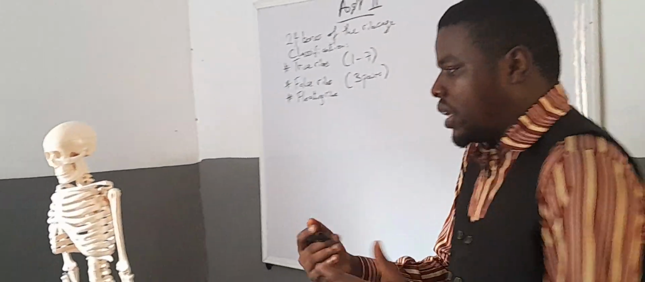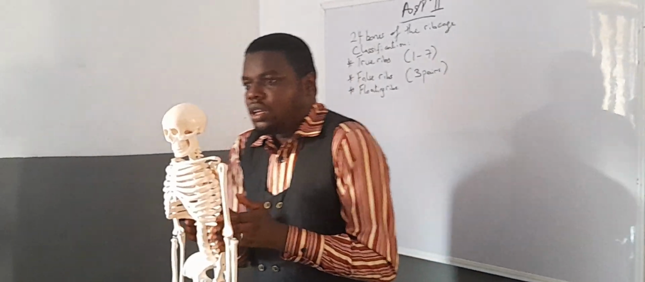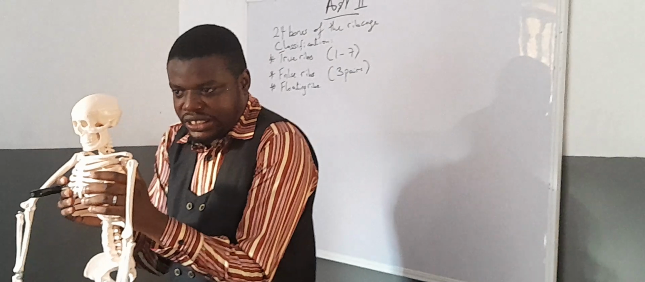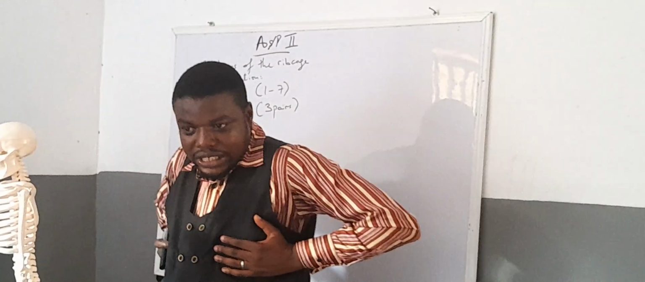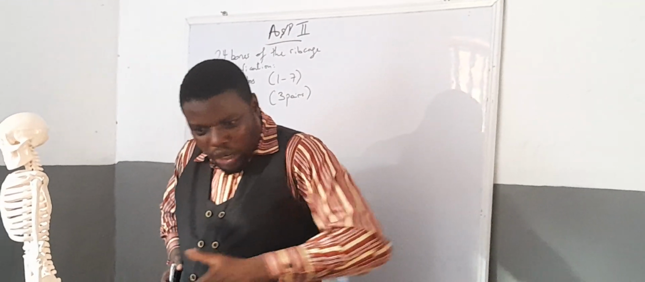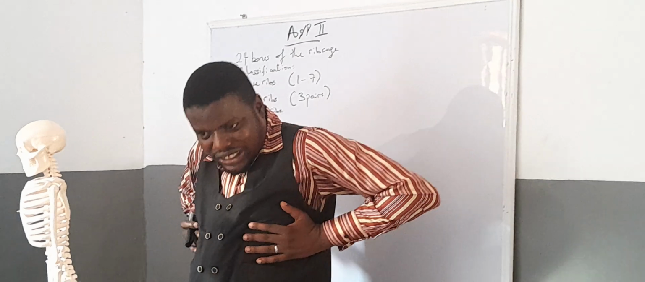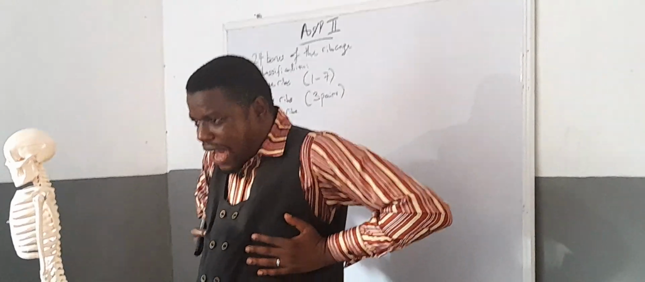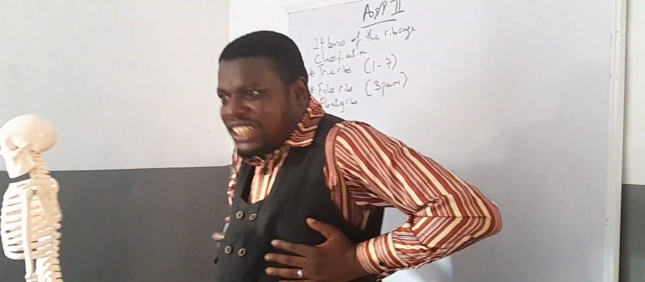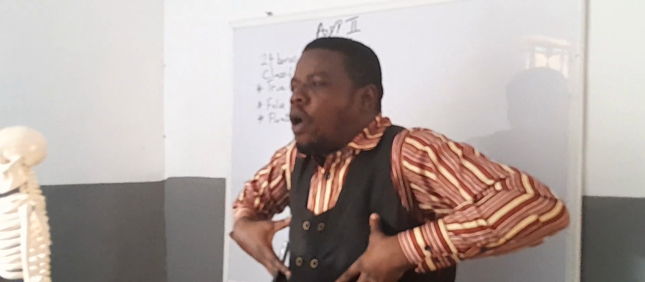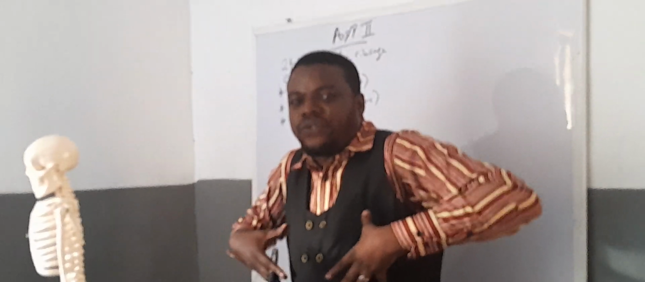Look, pay attention to something. This is the rib cage. Everybody has it. Are we together now? You are touching your stomach. This is the rib cage. Everybody has it here. Now, it is made up of a total number of 24 bones.